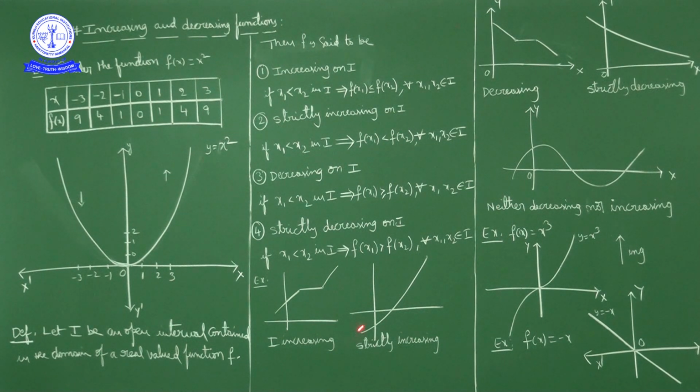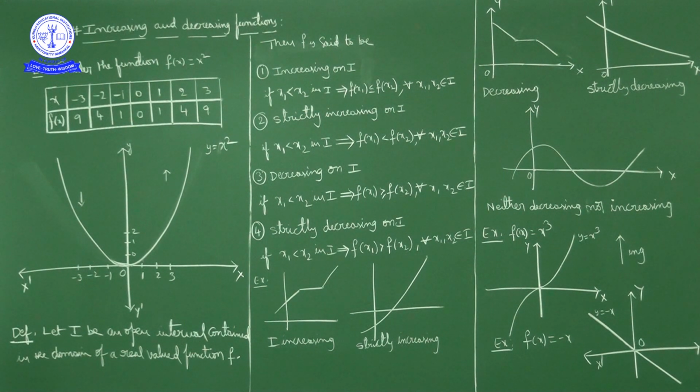Now this is continuously increasing. As you move from left to right, the graph is moving upwards. Here also, the same thing: as you move from left to right, the graph is moving upwards, an increasing function. This is strictly increasing. Similarly, this is decreasing: as you move from left to right, the graph is coming downwards. Now here it is stationary, this is decreasing. Here it is strictly decreasing: as you move from left to right, the graph is coming downwards.